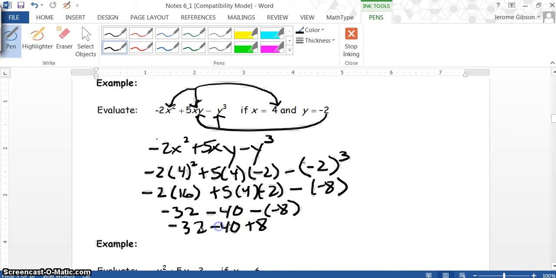So now we try and combine like terms. Negative 32 minus 40 we know is a negative 72, plus 8. Since we only have subtraction and addition, we can go from left to right. And then negative 72 plus 8 will give us a negative 64. And this is our final answer.